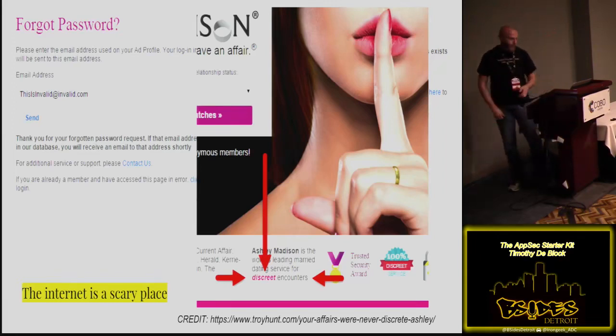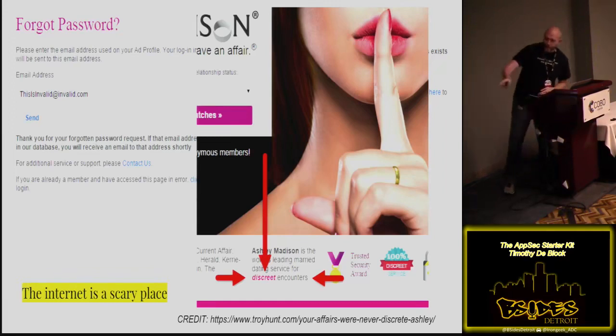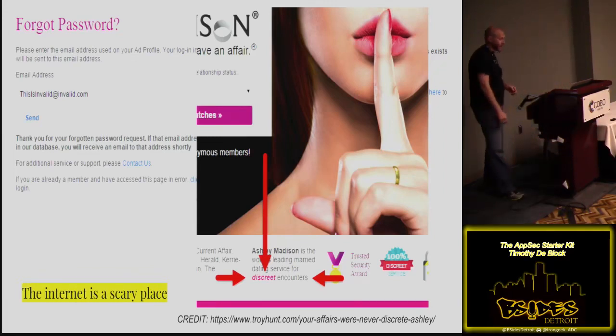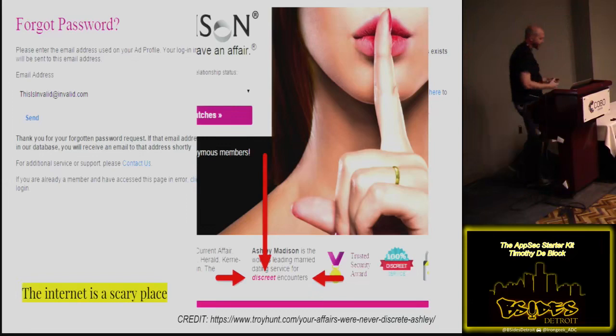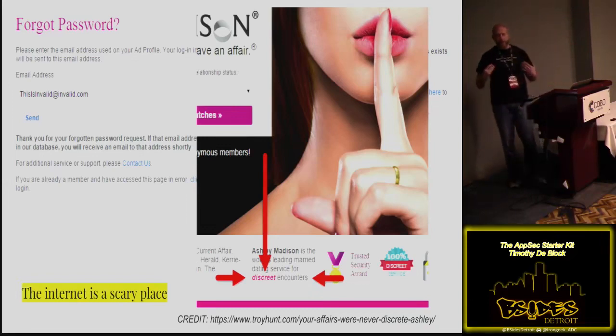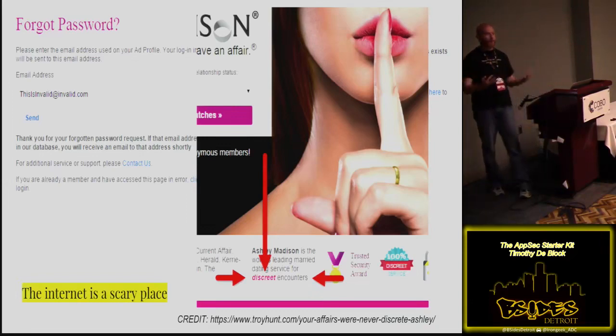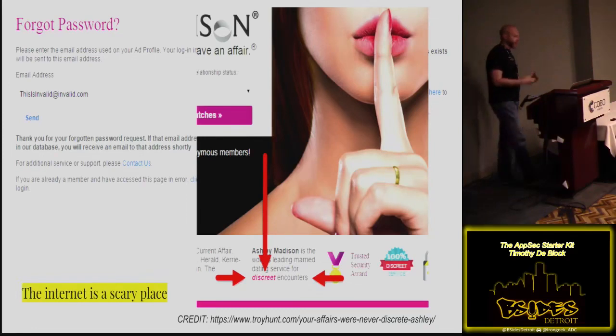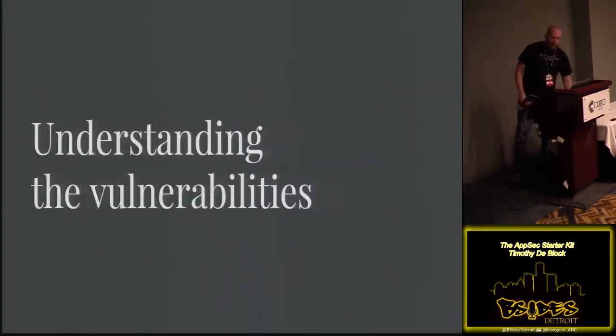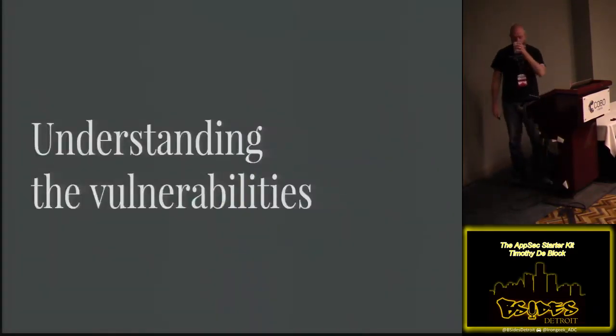And all this stuff is on Troy Hunt's website, which I've got a link there. It's really some great stuff. So that's some of the important things of why it's security. And we point to Ashley Madison, but this could easily apply to your own organization. So, understanding the vulnerability.